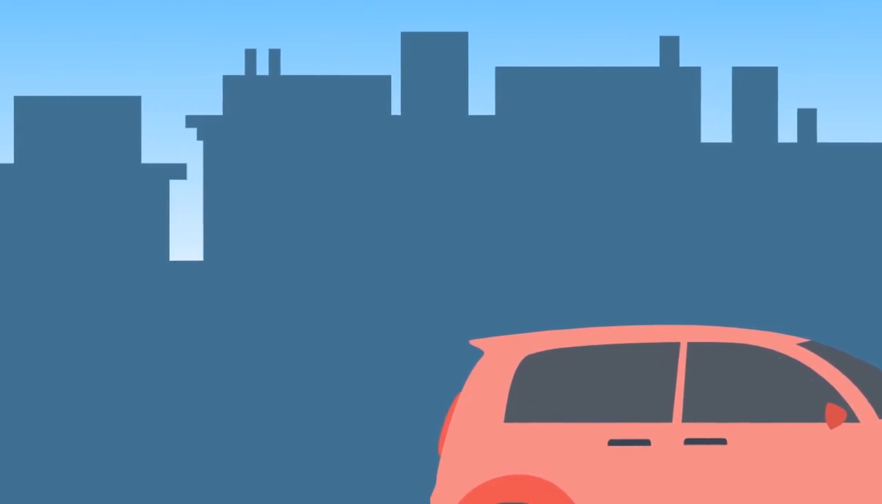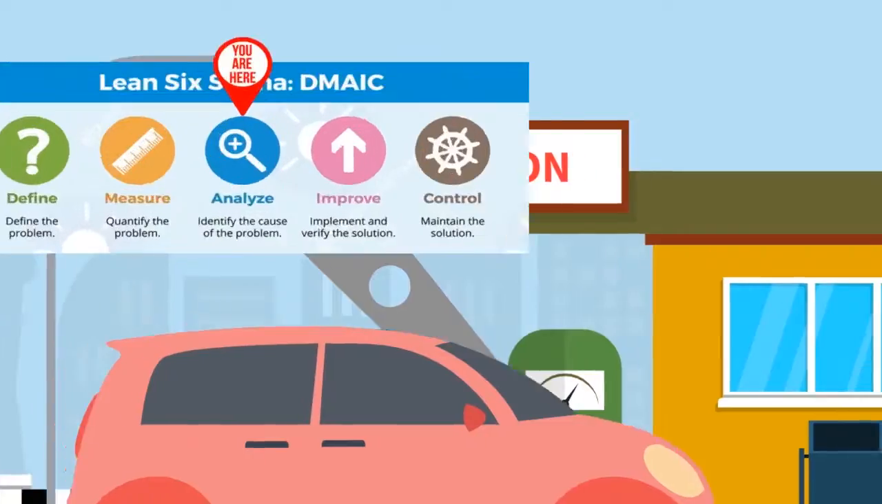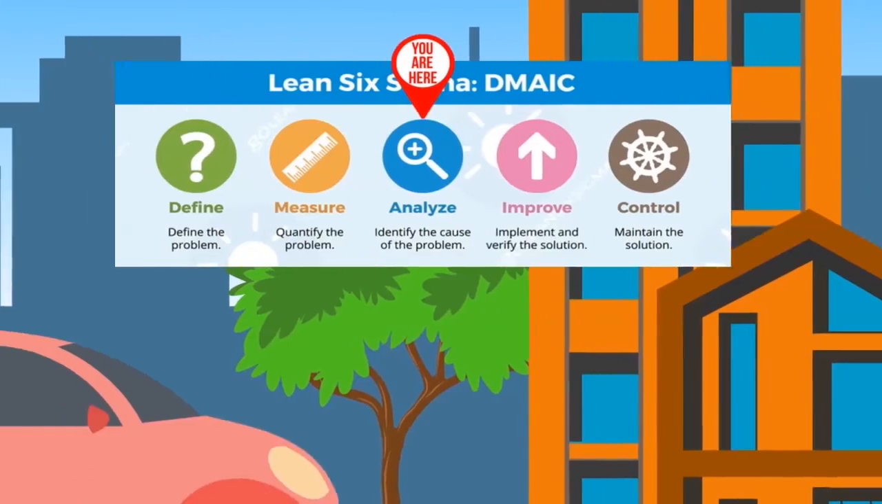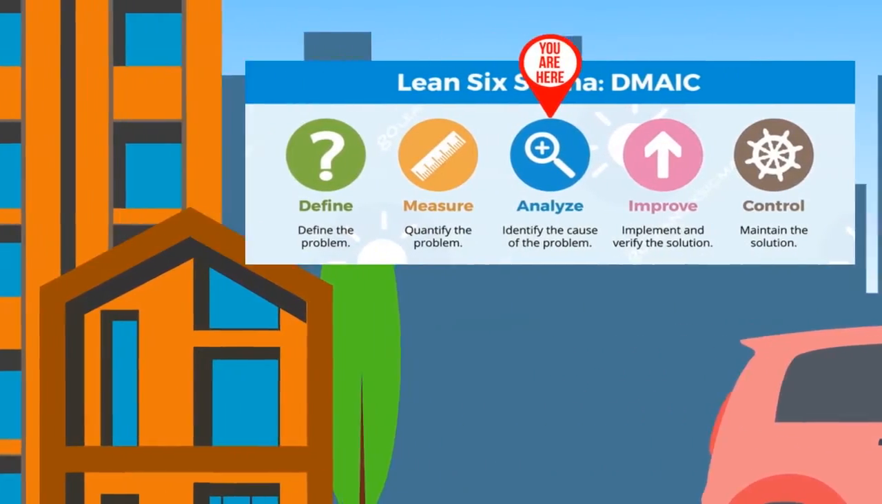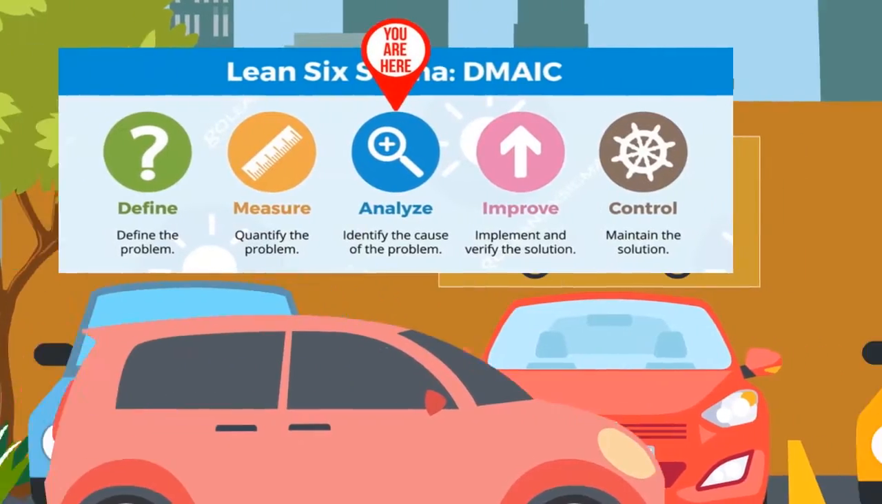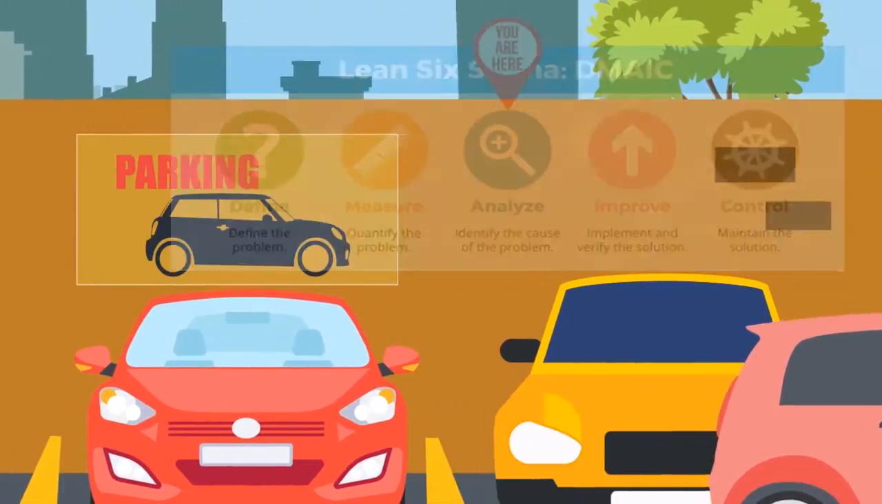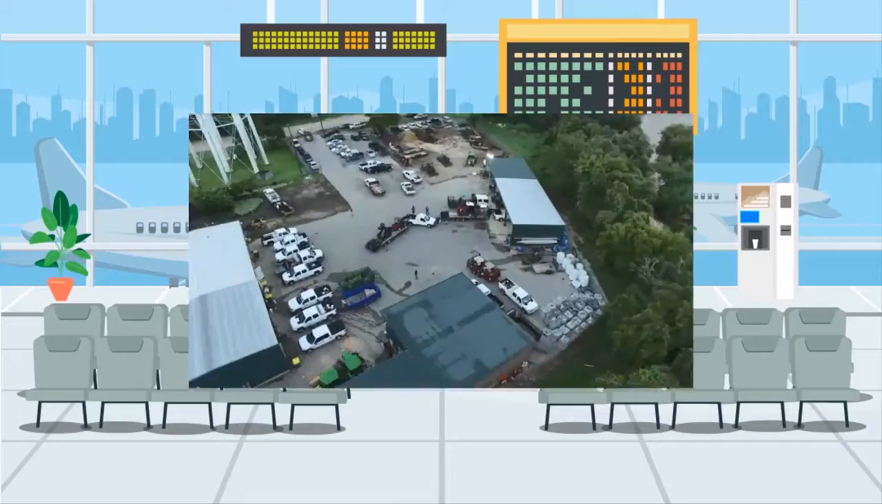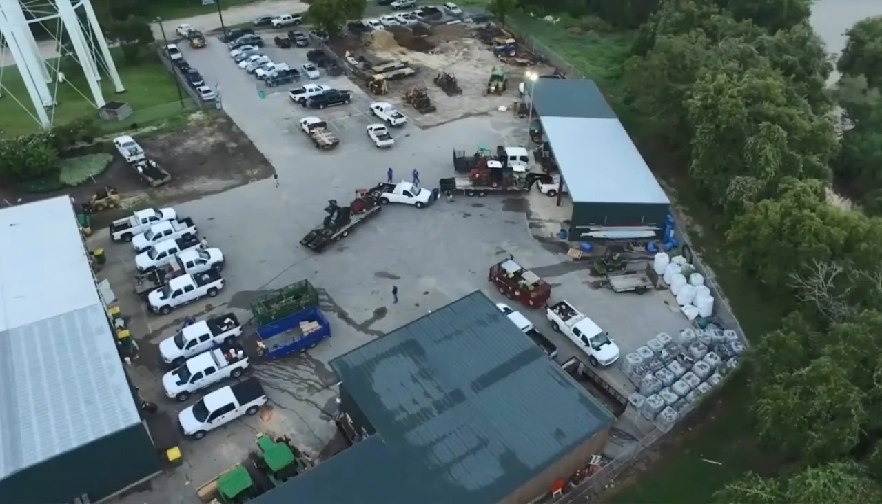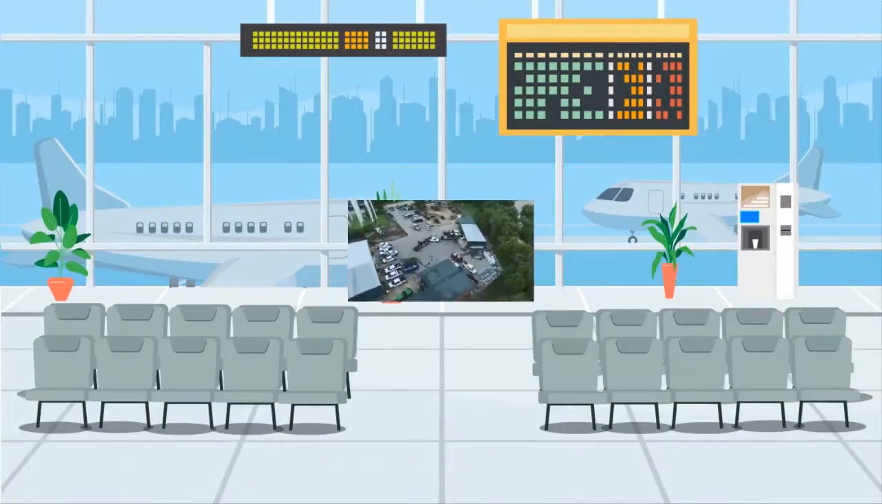Spaghetti diagrams and communication circles are used during the analyze phase of DMAIC because they help us get down to the root cause of an issue and eliminate any waste we find. Today we'll practice building a communication circle for boarding an airplane, and then see an example of a spaghetti diagram for parks crews heading out to the field.